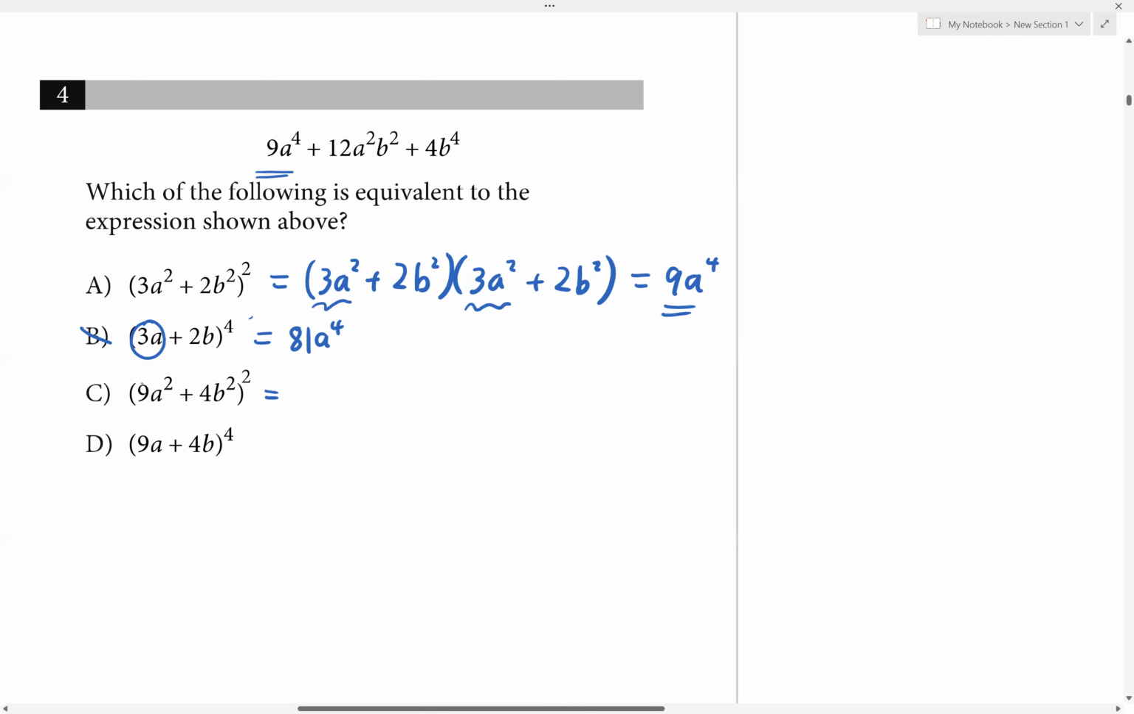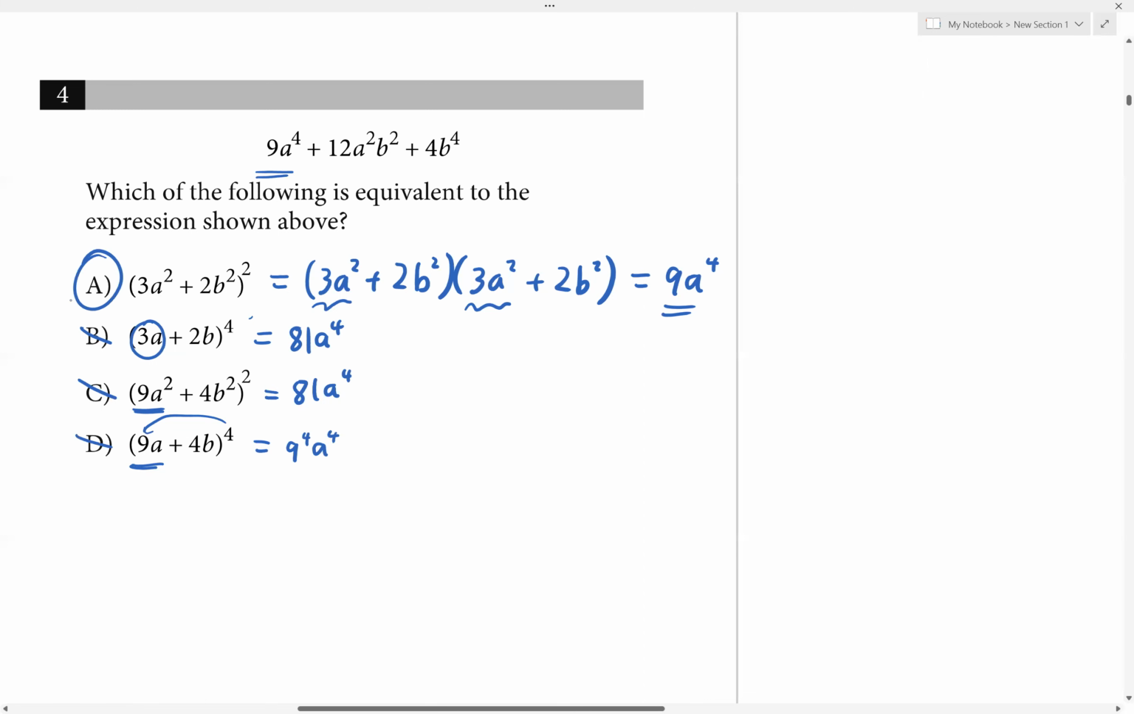Similarly, we can look at the leading term for C. It will be 9a squared, and if we square that, it'll be 81a to the 4th. So again, that doesn't match. And lastly, for D, we have 9 to the 4th, which is going to be a big number. Either way, it won't be 9, so that doesn't work.